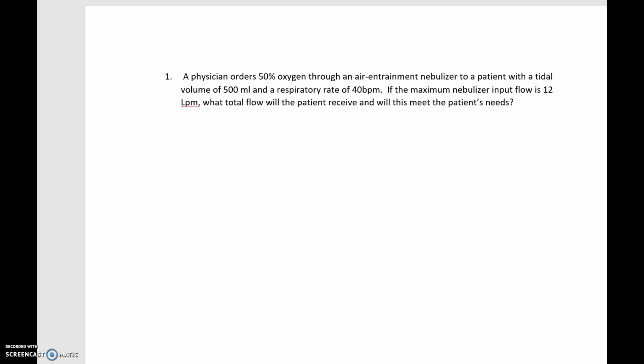All right, so I was just going to review some of the questions on the worksheet that you sent me. The first one is you have a physician that orders 50% oxygen through an air entrainment nebulizer to a patient with a tidal volume of 500 milliliters and a respiratory rate of 40 breaths per minute. If the maximum nebulizer input flow is 12 liters per minute, what total flow will the patient receive, and will this meet the patient's needs?